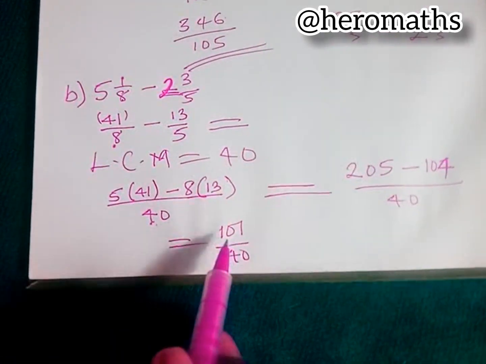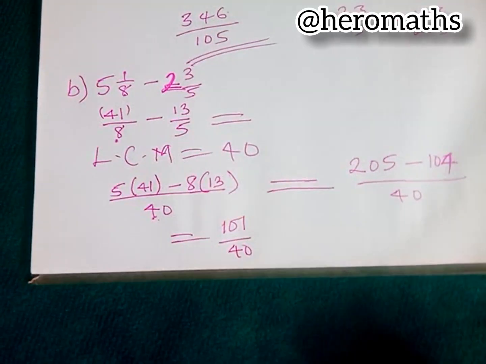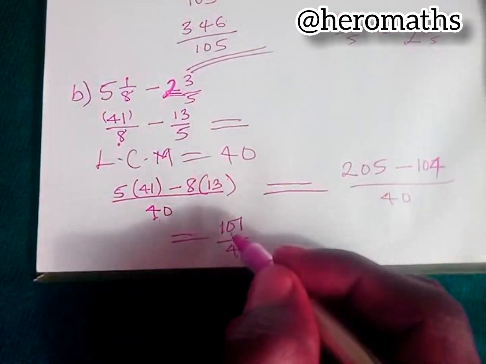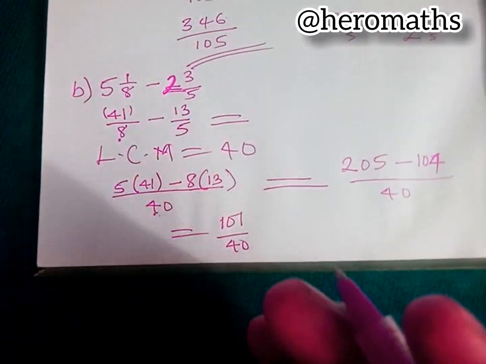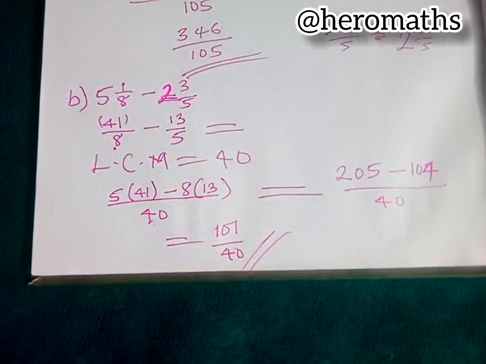Now, is there any number that can go into 101 and 40? I'm not sure. Highest, it will be 1. 1 into 101 will still be 101, and 1 into 40 will still be 40. So this is our last answer.